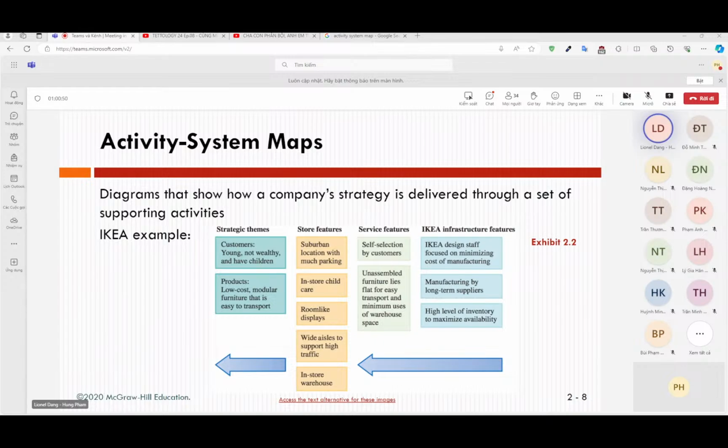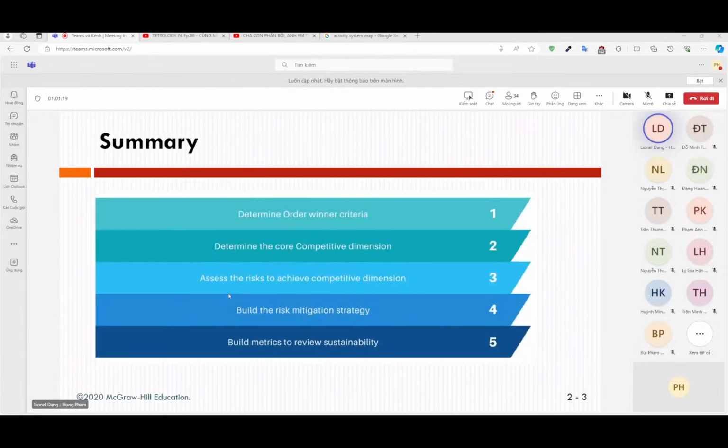I just want to say that you got the right point, which is the order winner here. Everything about the store features, the service features, and so on behind is the entire strategy that IKEA put behind in order to achieve this order winner criterion. Remember, we need to determine what is the order winner criterion of our organization. That is the first step.